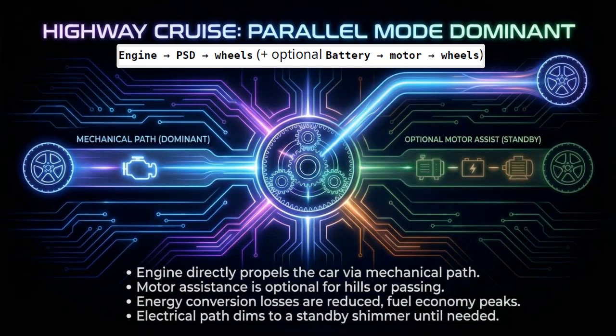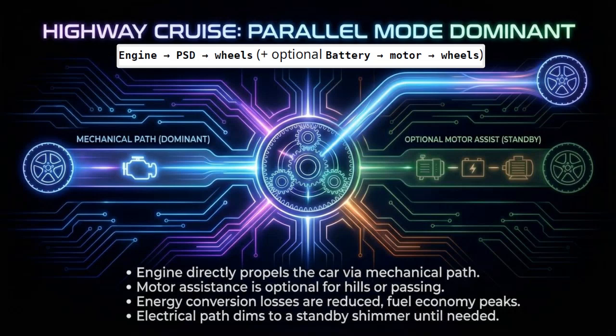Now let's talk about the parallel mode, where the mechanical path is dominant. In this mode, the engine provides torque mechanically through the PSD to the wheels. The electric motor assists or is idle. Energy flow in this mode is from the engine to PSD and PSD to wheels. The optional path to assist is from the battery to motor and motor to wheels.